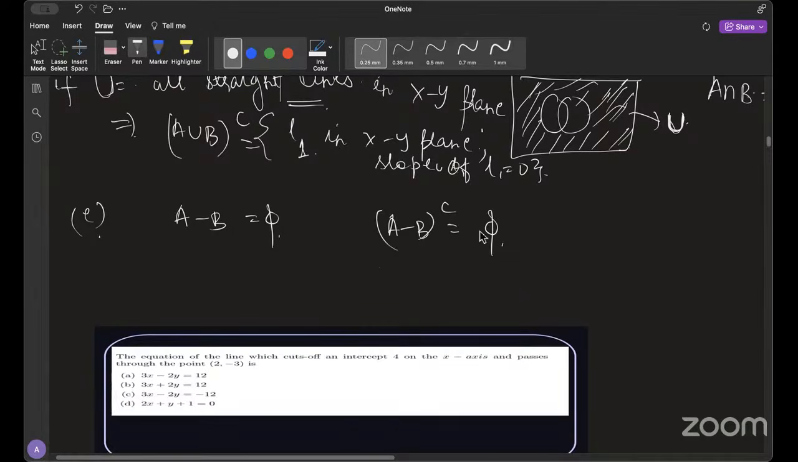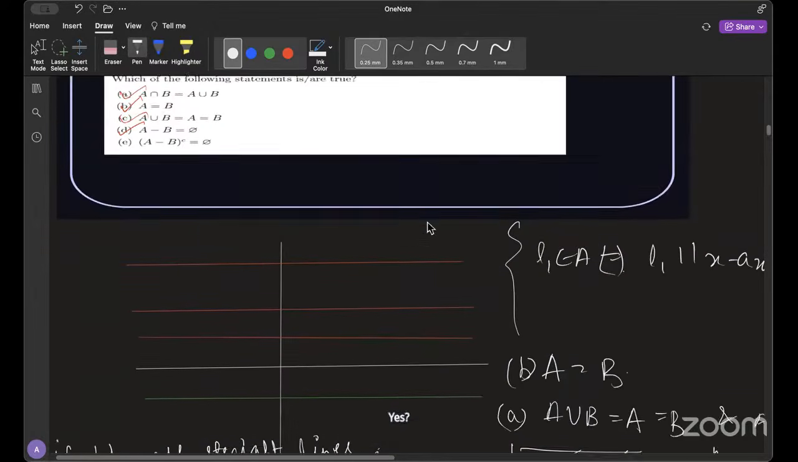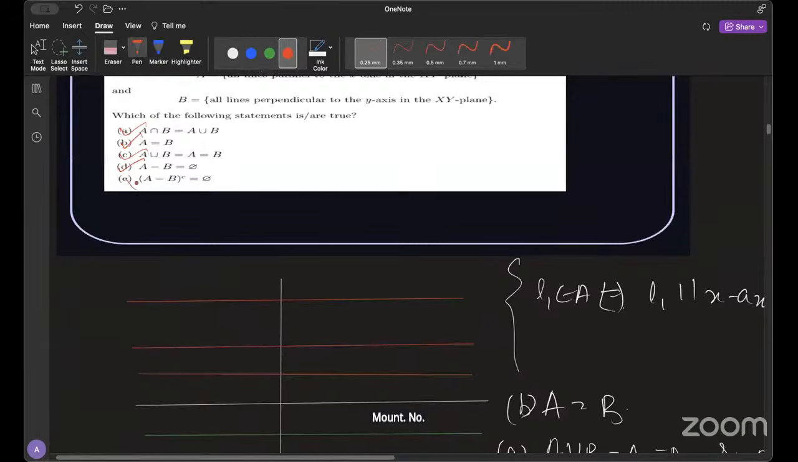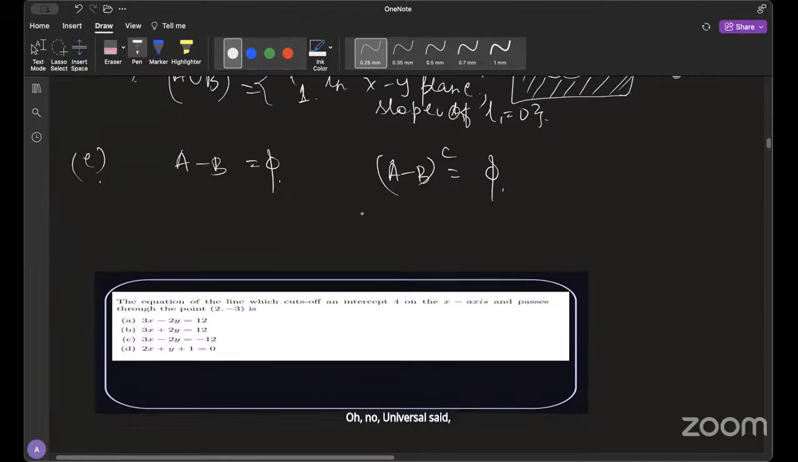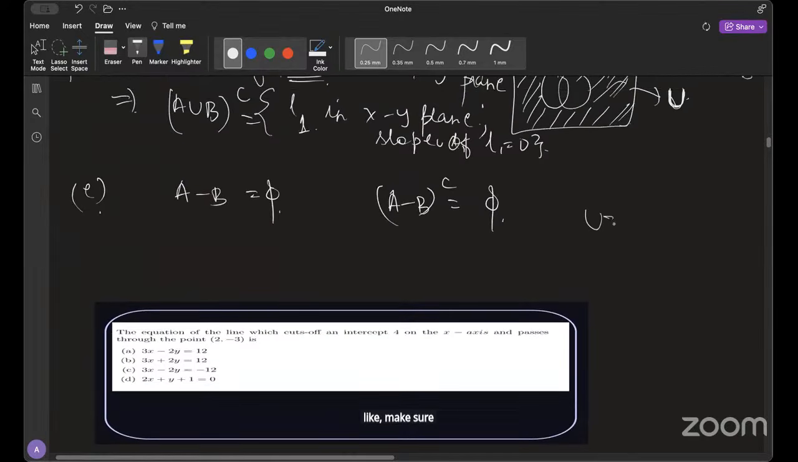Ma'am, so here the universal set should be the set A? No, the universal set, we're not given that. But we're sure that your universal set can't be empty. This thing we're sure of, right? Okay, ma'am. We have not been given anything else about the universal set.